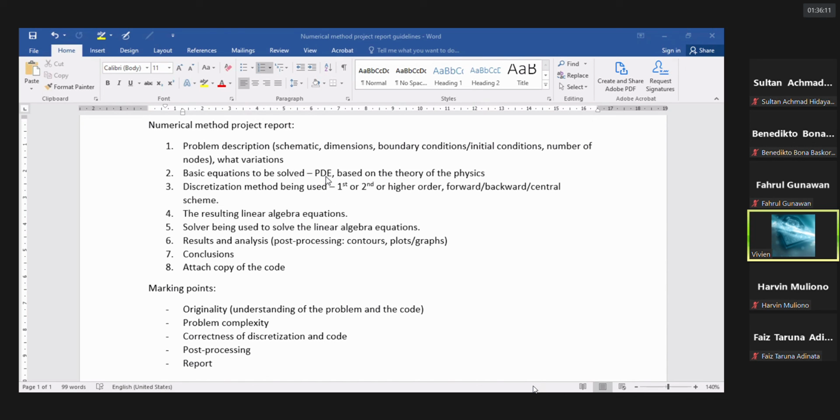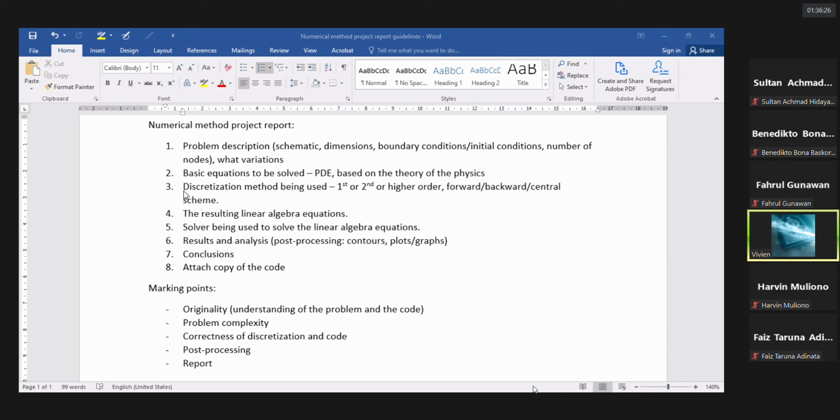This equation will be based on the theory of the physics. It depends on the problem and the discretization method being used. You can use first, second, or higher order. You can use forward, backward, or central scheme.